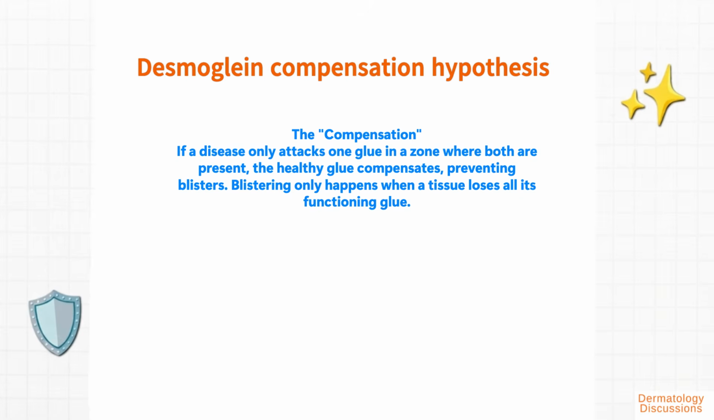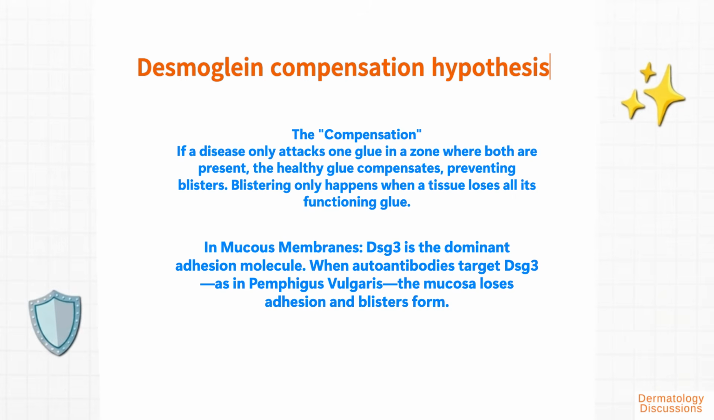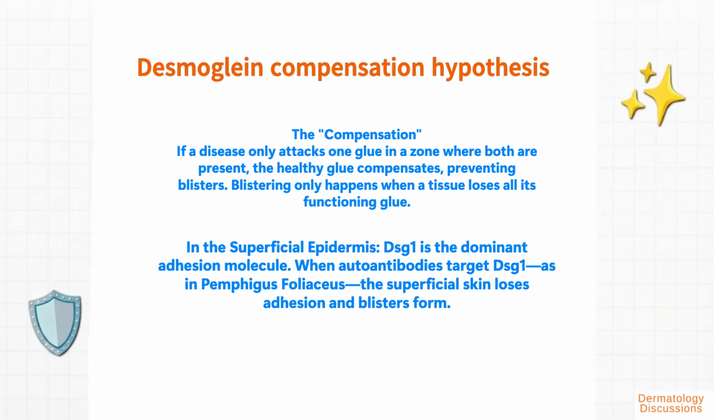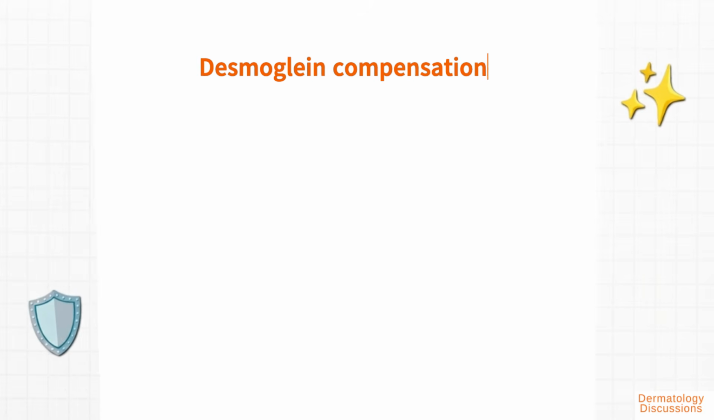And this regional map perfectly sets up what we call the desmoglein compensation hypothesis. It's actually pretty brilliant. Down in the mucous membranes and the deep epidermis, both Dsg1 and Dsg3 are hanging out together. If an autoimmune attack specifically targets Dsg1, like we see in PF, well, Dsg3 simply steps up, compensates for that loss of adhesion, and completely prevents blisters from forming in those deep and mucosal areas. It's like having a backup generator. But up in the superficial epidermis, Dsg1 is pretty much doing all the heavy lifting on its own. There just isn't enough Dsg3 up there to compensate. So the superficial skin blisters and falls apart, while the mucous membranes stay totally protected.